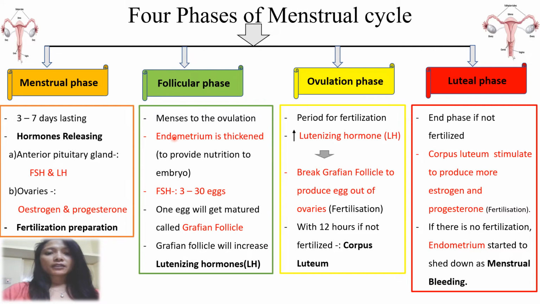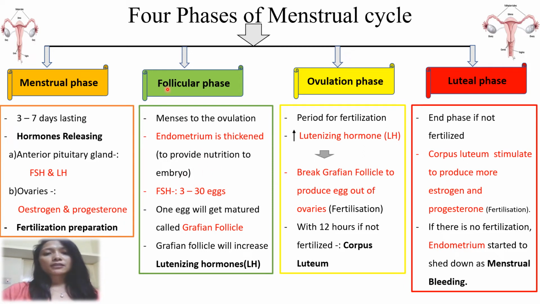Actually, the lining is called the endometrium, I said in the definition as well. So the lining of the uterus gets thickened. What is the reason? To provide nutrition to the embryo, so that the embryo will develop, right? So what are the things in the follicular phase? First, endometrium thickening will occur in order to develop the embryo in a better way.